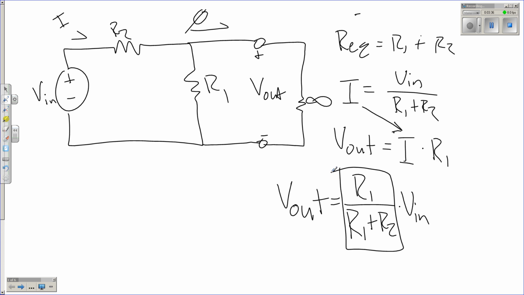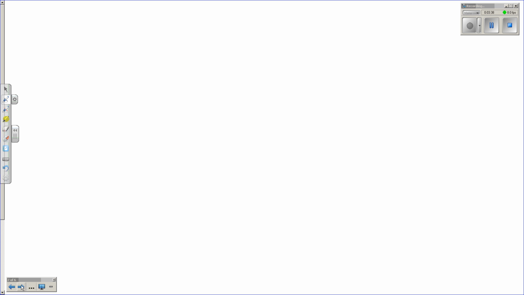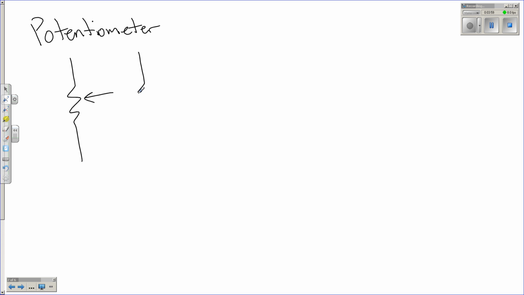Now, the potentiometer is a device that allows us to change the resistance of a resistor, say. It's basically a variable resistor. A circuit element we draw like this, except it's got an arrow on it. Sometimes you might see, in general, something like that. An arrow across the element just means it's variable.